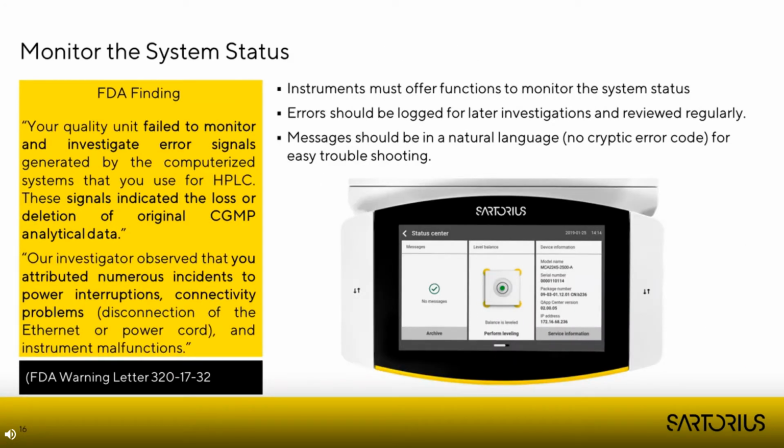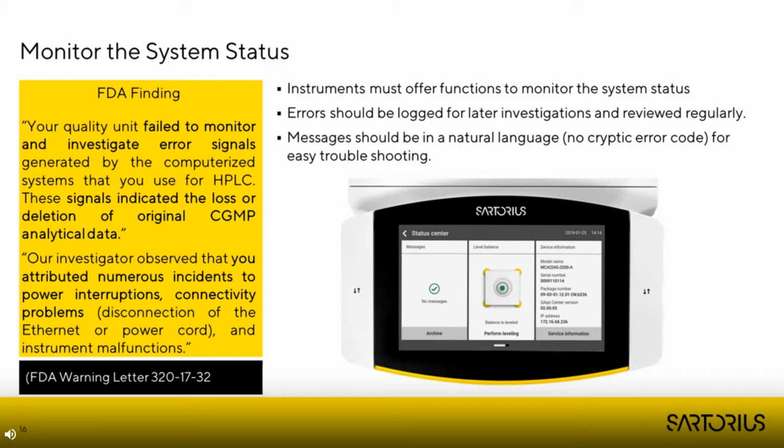So now our last FDA warning letter, and as you can see from this, it is also always important that the system status is monitored to ensure compliant operation. In this case here, no attention was paid to whether there were network or power interruptions during operation, which could also lead to incorrect data or results. A laboratory instrument or system should therefore indicate the system status and warn if necessary.